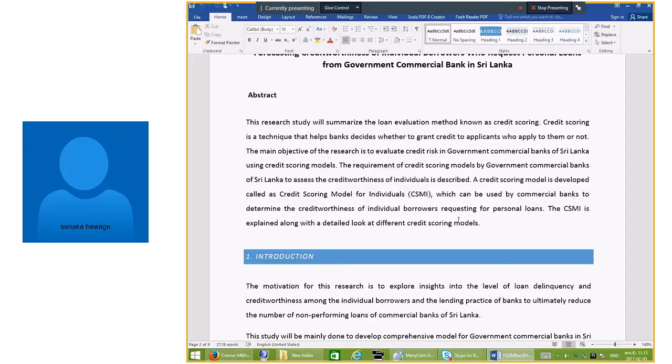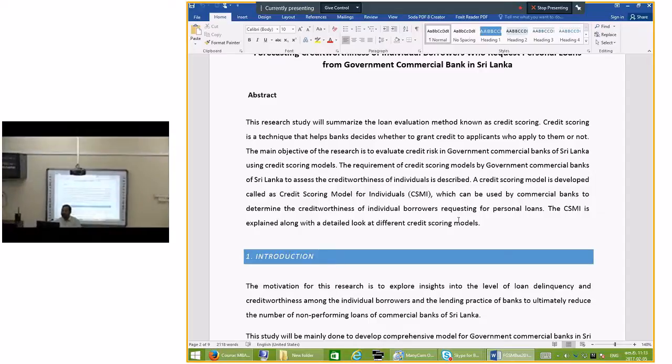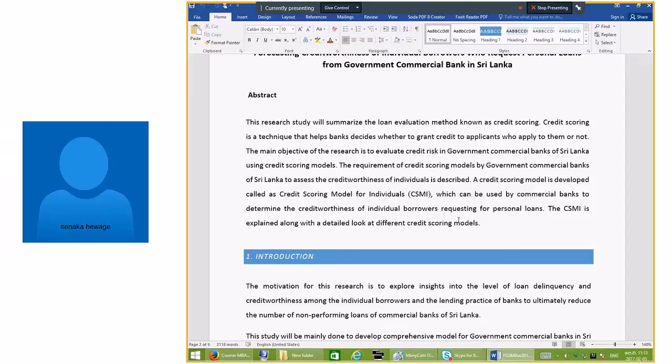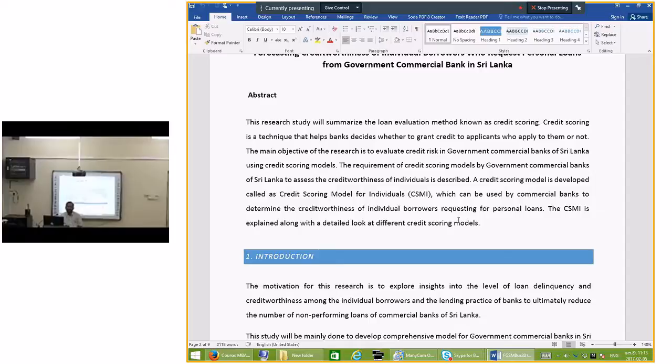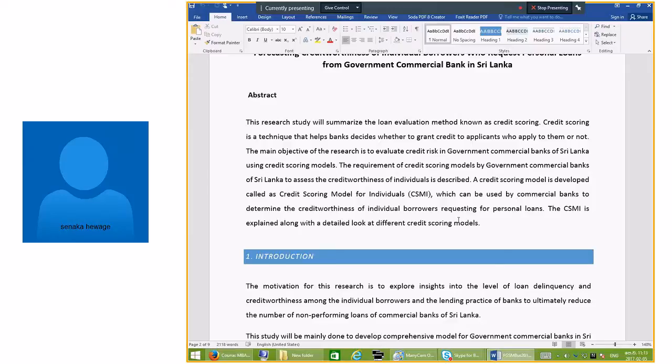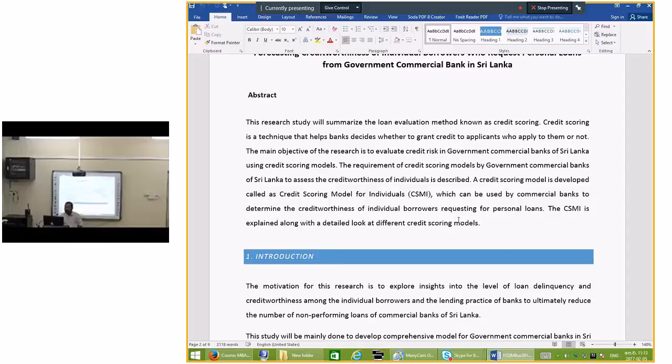Okay. Then you have to evaluate that model. Yes. I suggest what are the areas. Suggestion is different. Suggestion comes to the outcome of your research. What you are going to do? Okay, sir. That is the outcome. I'm evaluating the present scoring model, sir. Then you may say that now the CSMI model available in the Bank of Ceylon and People's Bank is not good.